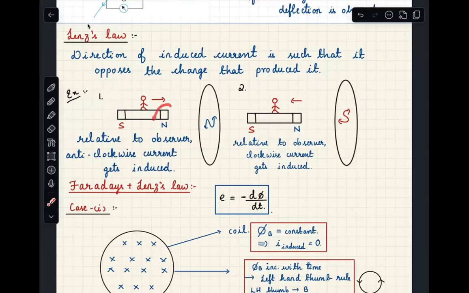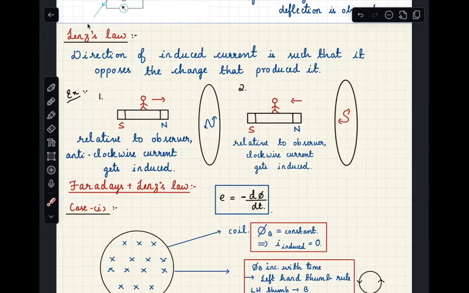So therefore, this north pole will be repelled by this induced north pole. So the induced current: an observer here sees that the current flows in this direction, anti-clockwise. Suppose he does the reverse, moving the magnet away, it should be stopped. Attract. So in that case, south. Therefore, in that case, the direction of the current is clockwise.